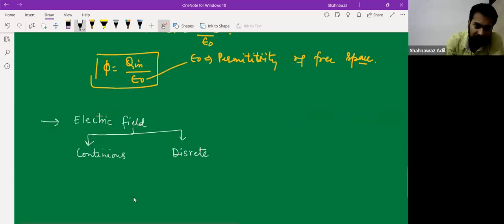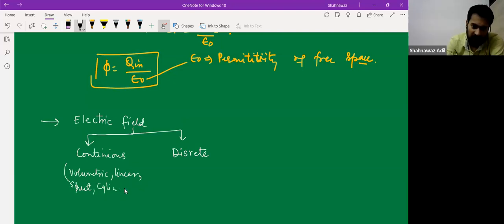Let's say for continuous, we have volumetric charge, linear charge distribution, and then sheet charge, and then the cylindrical charge, right? These kinds of charges you have. And for the discrete, you have, let's say, 2 charges, 3 charges, something like that, right? Okay, understood this part.